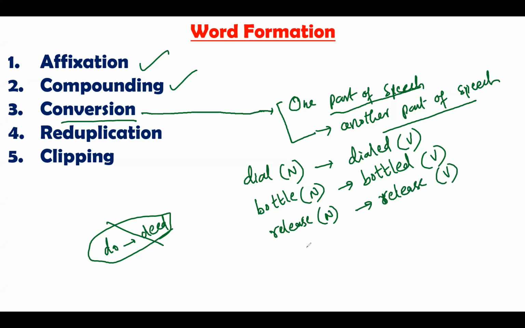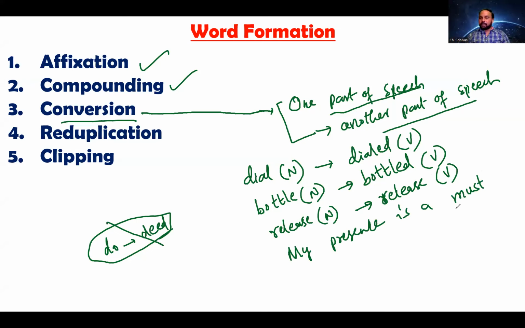Next one, must. For example, my presence is a must. Actually, the word must is a verb. But here, what is the part of speech for this must? That is used as a noun.